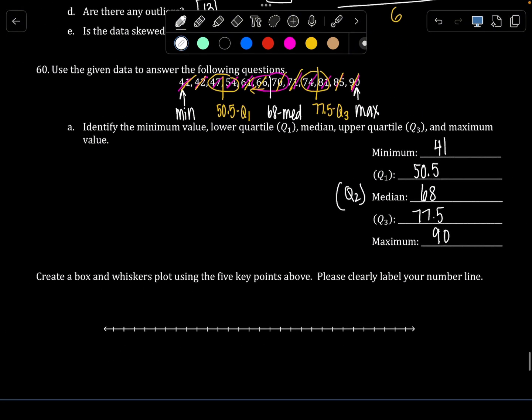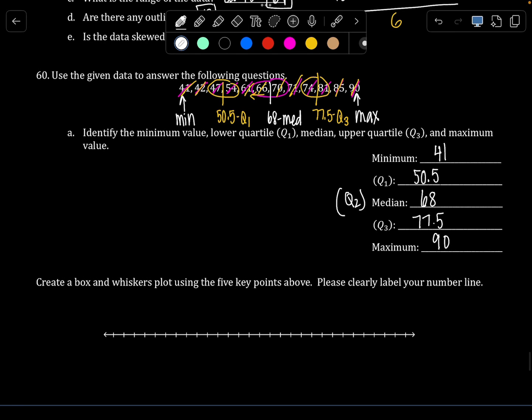All right, now it says construct a box and whisker plot. So I'm going to save some time, and I'm just going to put 41 here. And I know that I'm going to put 50 here. Put 60 here, just to save some time. 70 and 90. Okay, there you go. And I'm going to call this 40. And I'll put this here.